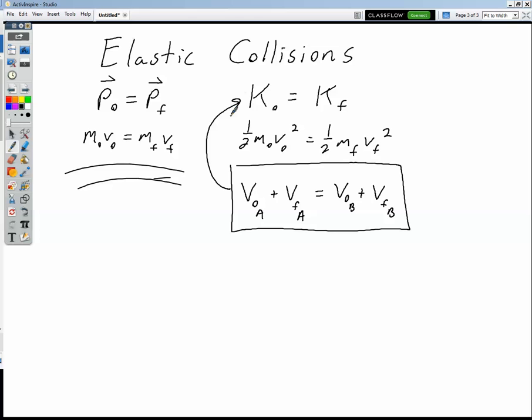All right? So there it is. To prove a collision is elastic, you have to prove that energy is conserved. Use the kinetic energy equations. If you know the collision is elastic, then you're going to use these equations here to solve for your unknowns.